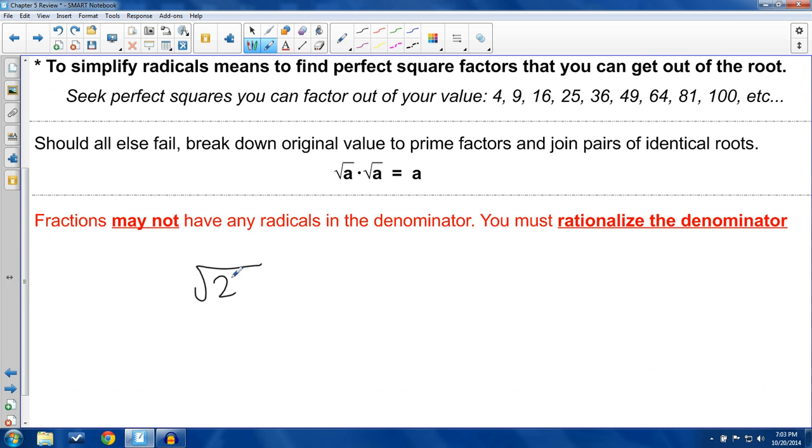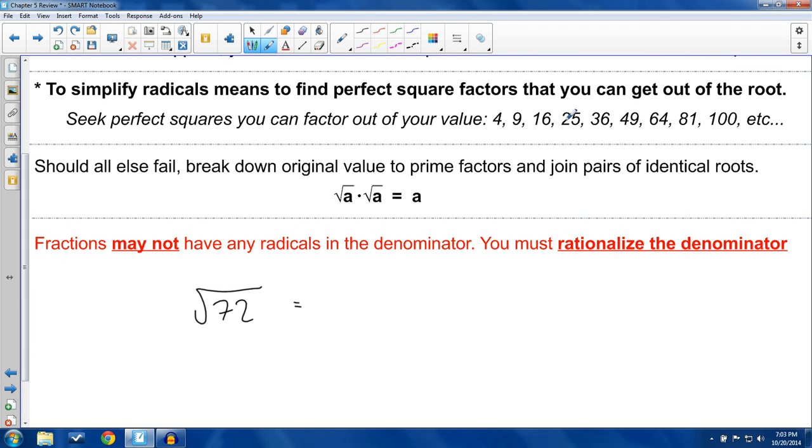Take the square root of 72. Square root of 72 you can do a lot of different ways. One way that I'm going to do is try and find the biggest perfect square I can get out of this. 4 divides into 72. So does 9. 16 does not. 25 does not. 36 also does. And 36 actually is exactly half of 72. So this is the biggest perfect square I can get out of it.